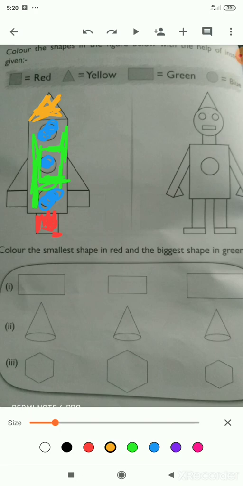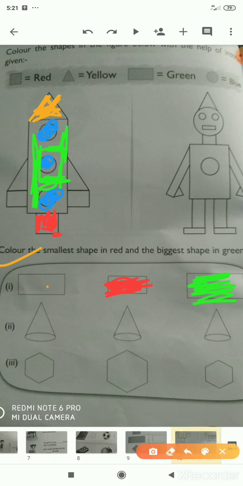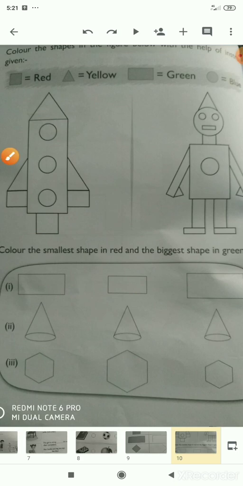In this question you have to color the smallest shape and the biggest shape. Among the three, which is the smallest shape? 1, 2, 3, 2. So here we have to color red. And which is the biggest? Here, that is green. Again we have cones. Among all these cones we have to find out the smallest and the biggest. So in this way you have to complete this page.